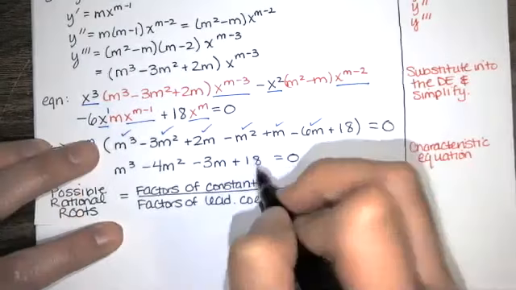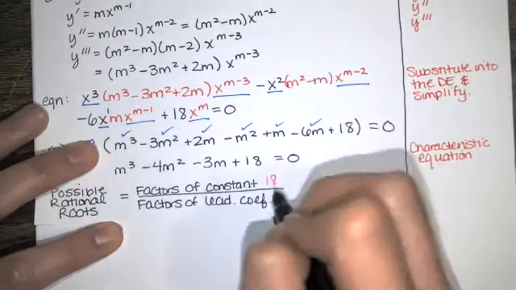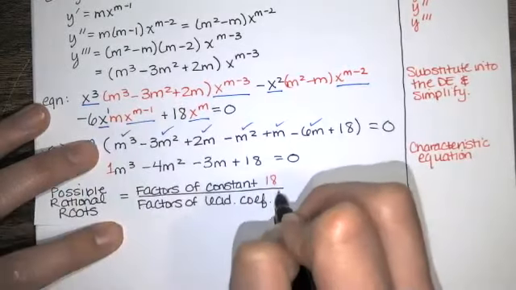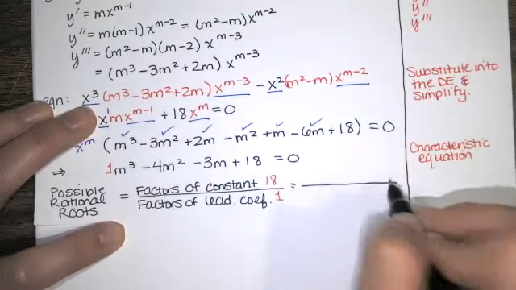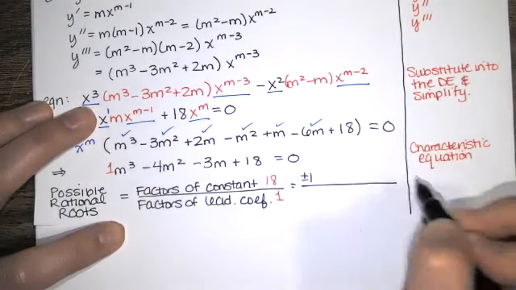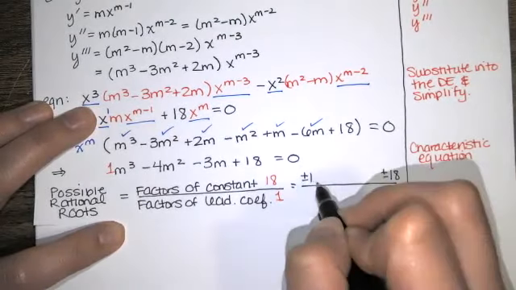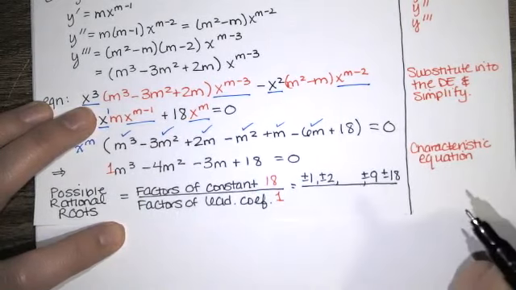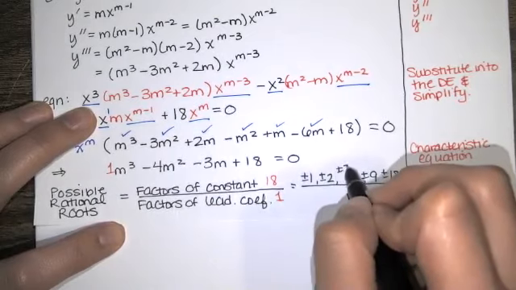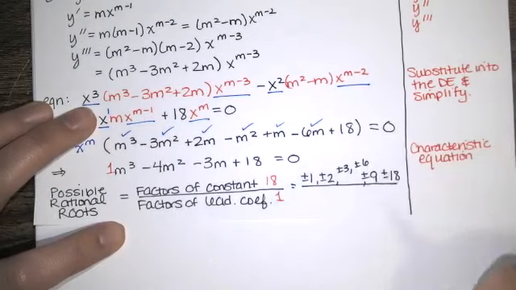The factors of the constant are the factors of 18. The leading coefficient is an implied 1. And there are a lot of factors of 18. So we could use plus and minus 1, plus and minus 18, plus and minus 2, plus and minus 9, plus and minus 3, and plus and minus 6.